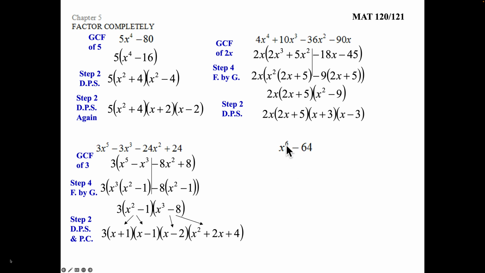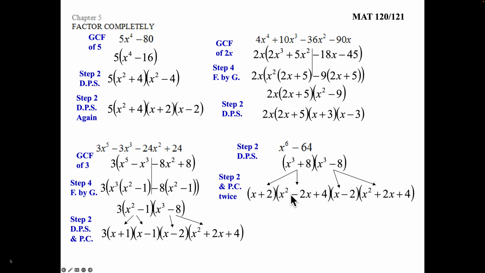Oh, here's x to the sixth minus 64. Okay, difference of squares and perfect cubes at the same time. Remember, difference of perfect squares first: x cubed plus 8, x cubed minus 8. These are both perfect cubes. Here's your x cubed minus 8, so we're not going to recreate the wheel. We'll just take this answer, one with the plus and then the minus and the plus. We'll just borrow that answer since we've already created it.